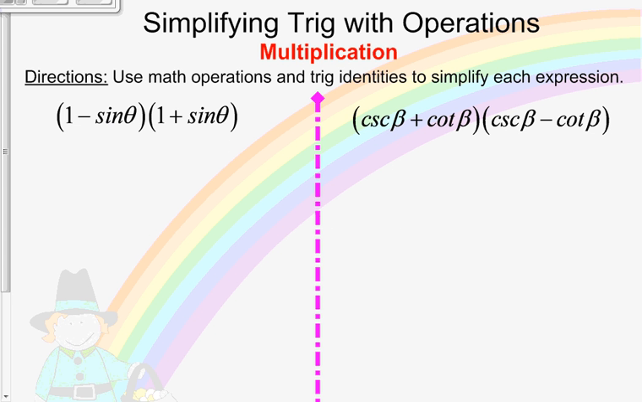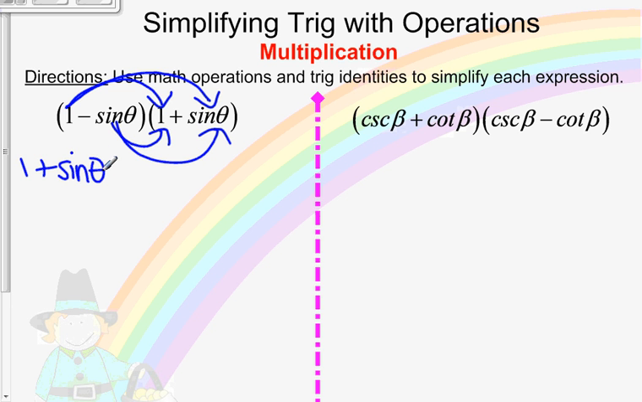Okay, so now let's look at the multiplication. Okay, so multiplying, we have to follow the steps of FOIL. So we're going to give everything to the other pieces. So we've got 1 times 1, which is 1. And then we've got 1 times sine, so 1 plus sine of theta.